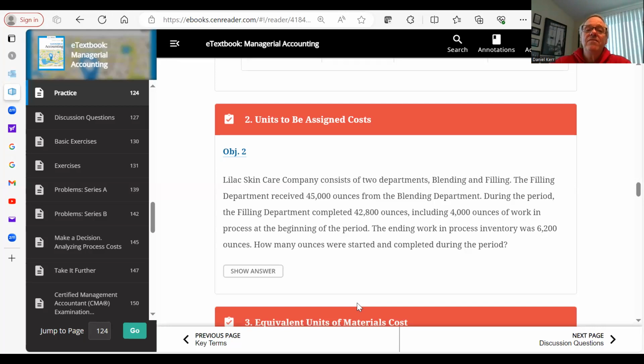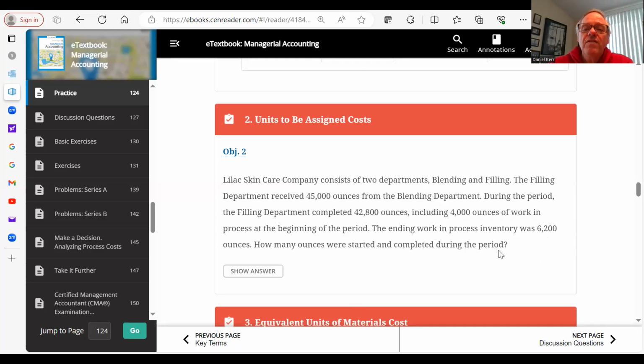Okay, so what do we have here? We've got two departments. The filling department received 45,000 ounces from the blending department. During the period, the filling department completed 42,800 ounces, including 4,000 ounces of work in process at the beginning of the period. The ending work in process was 6,200. How many ounces were started and completed?